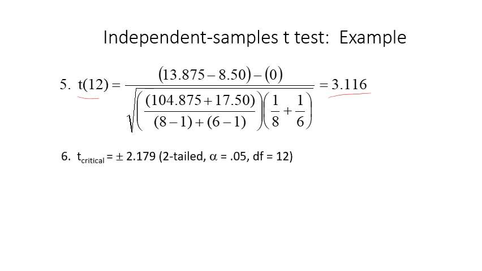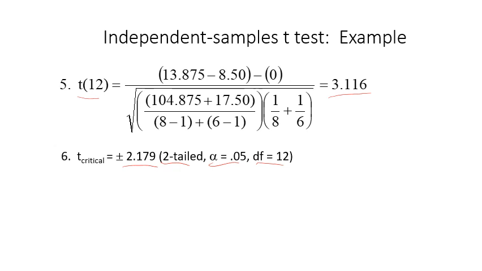Step 6 is find our critical value. For this, we will go to the t critical chart. We have a non-directional two-tailed test. We have an alpha of 0.05 and a degrees of freedom of 12. From the t chart, you will get the t critical value of 2.179.